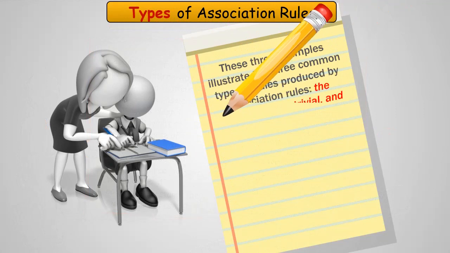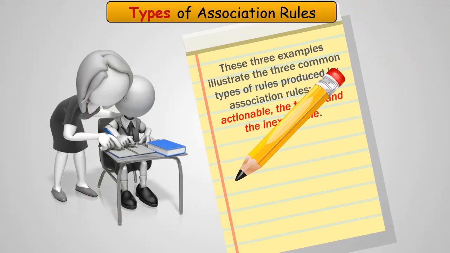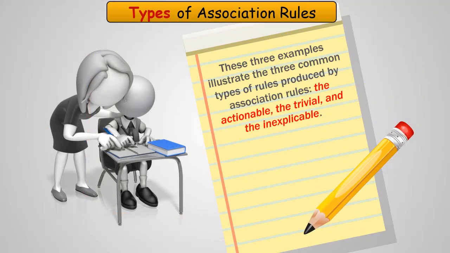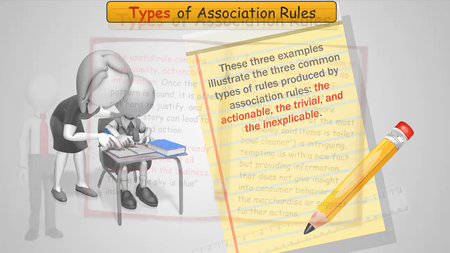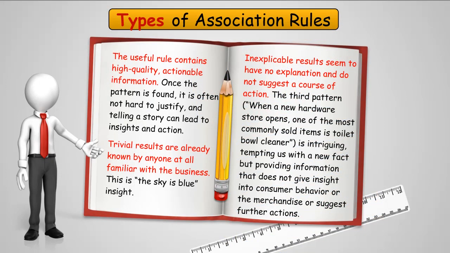In fact, those 3 rules really illustrate 3 common types of rules produced by association rules: the actionable, the trivial, and the inexplicable. The useful rule contains highly actionable information. Once the pattern is found, it's often not hard to justify, and telling a story can lead to insights and action. The trivial results are often already known and familiar to business, such as the sky is blue.